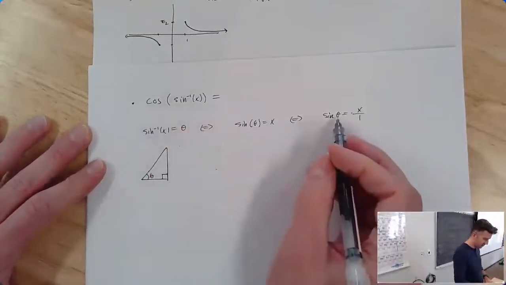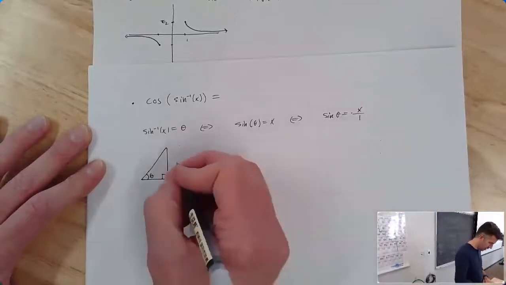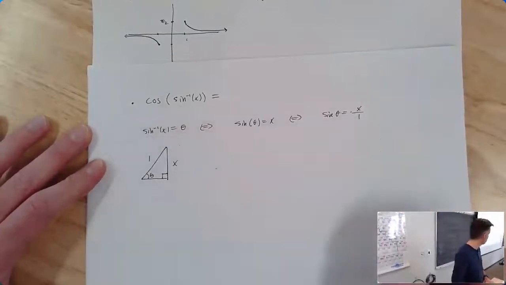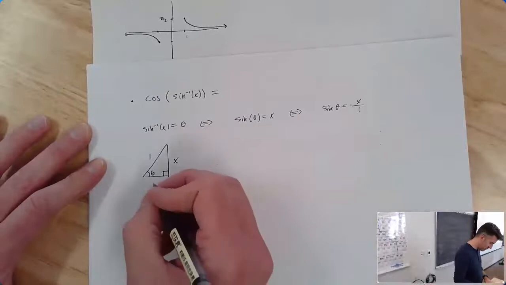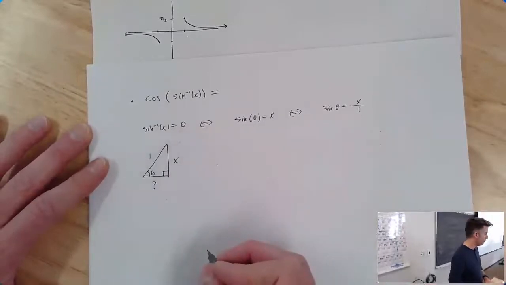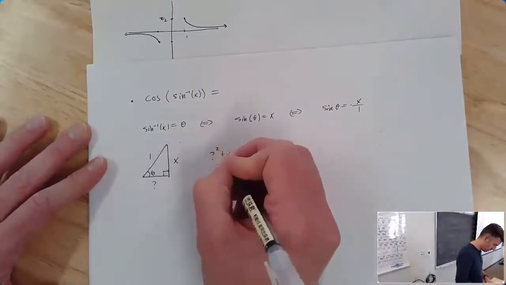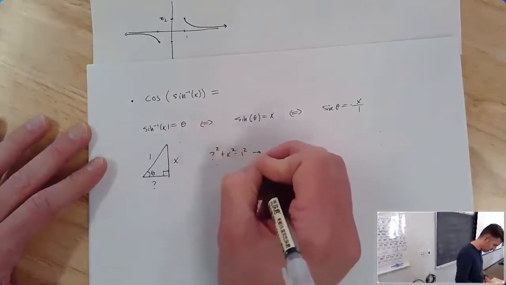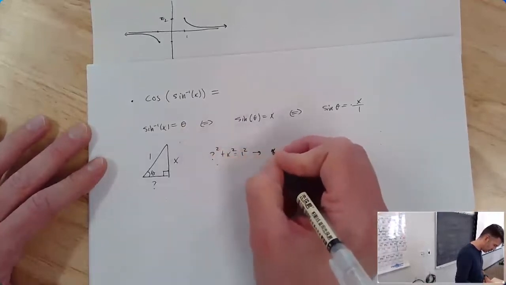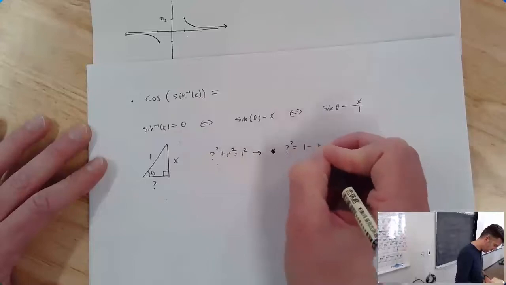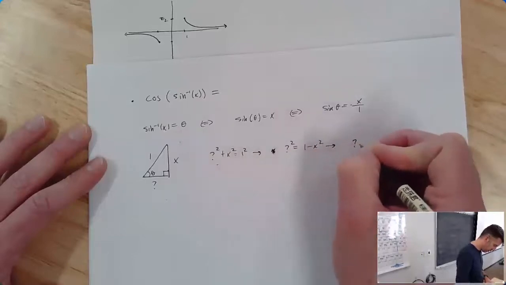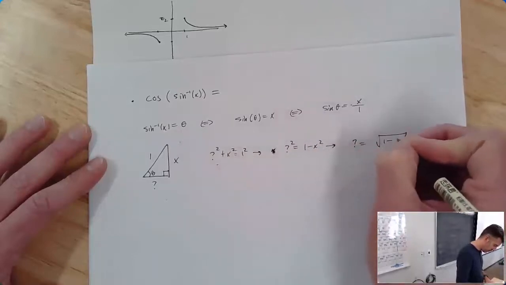So let's see, sine of my angle is the opposite over the hypotenuse. And I can find the third side by using the Pythagorean theorem. Question mark squared plus x squared equals 1 squared. So question mark squared equals 1 minus x squared. So my question mark is the square root of 1 minus x squared.